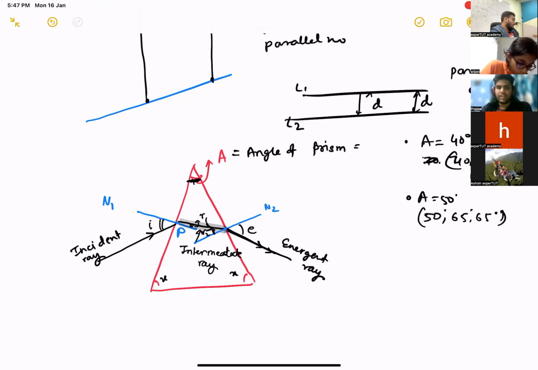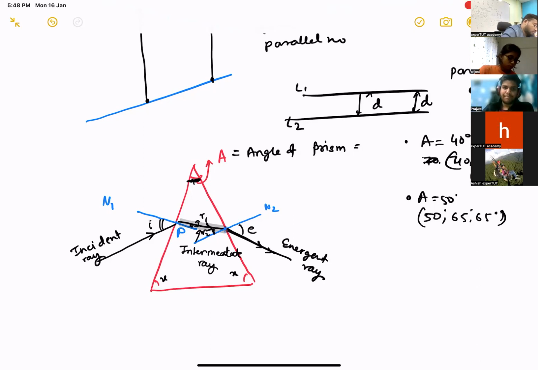Sir, is I equal to E? No, not always. If the intermediate ray was parallel to the base, then I would be equal to E and R1 would be equal to R2. Only then. In the glass slab also, I2 was equal to I1, the emergent angle, the fourth angle. You can call it E.